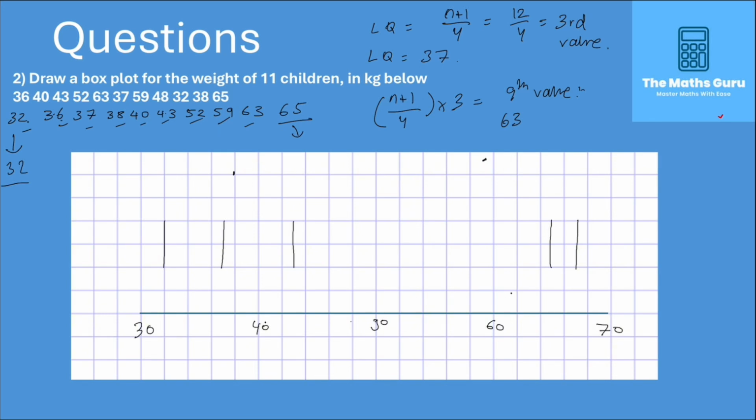Now, drawing our box plot, as you can see, this is a very skewed box plot with most of the data falling on the right hand side, sorry. So that is our completed box plot.